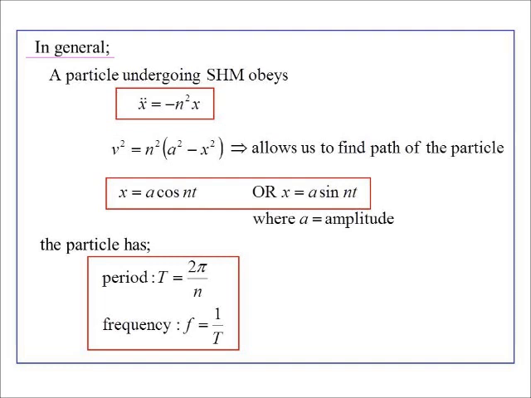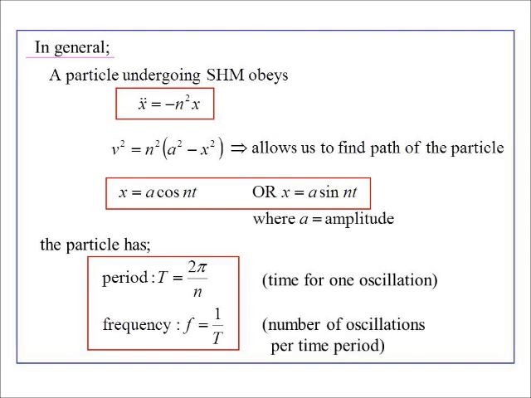Frequency is the reciprocal of period. Now, what's the difference between period and frequency? Period is how long it takes for one complete oscillation. So that's the period. Whereas frequency is how many oscillations there are per time period, so every second, every minute, whatever it is. So period, the time it takes for one oscillation. Frequency, how many oscillations per time period.